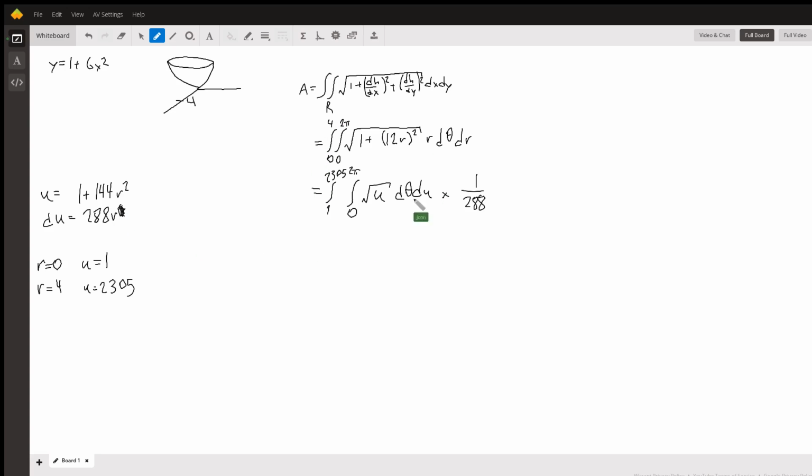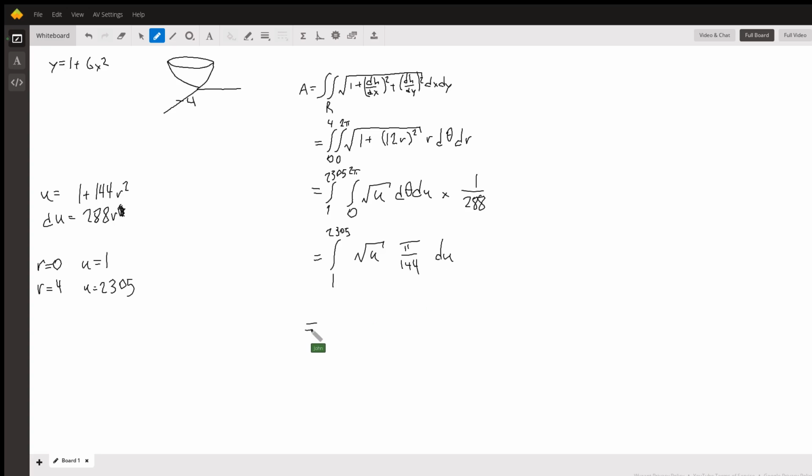So now we have this integral set up, which is just something that we can do. So it's the integral from 1 to 2305 of the square root of u times, we do this first integral, and we just get a result of 2 pi. So 2 pi times 1 over 288 is pi over 144. And then we still have to do the du integral.